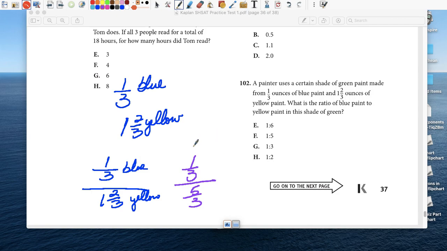Now we can take that. 1/3 divided by 5/3, we can change that to 1/3 times 3 over 5, the reciprocal of 5/3, and then that simply becomes 1 over 5. So the ratio of blue to yellow is 1 to 5.